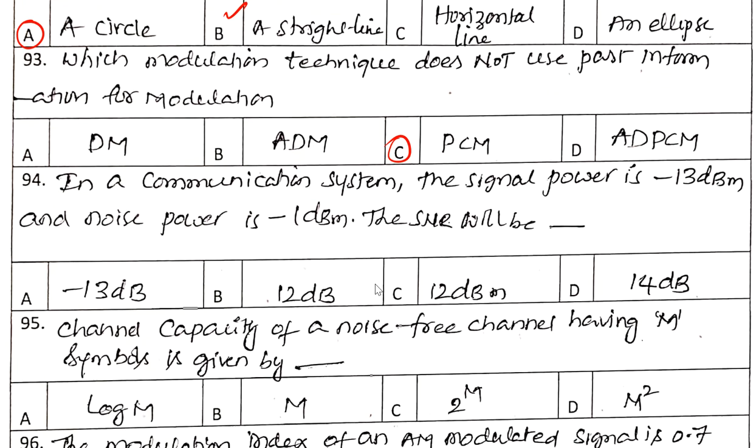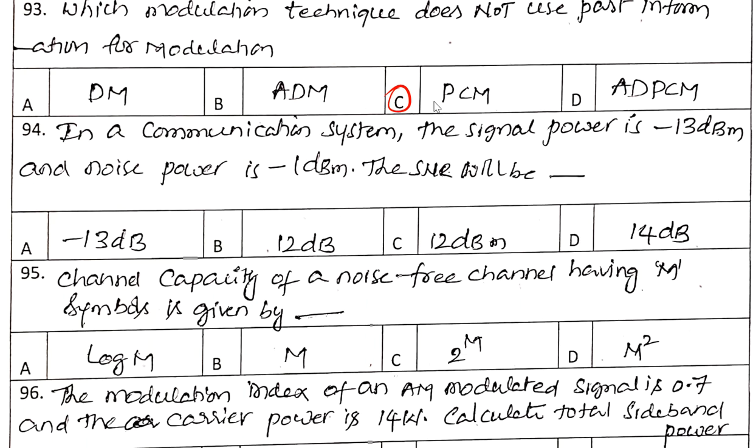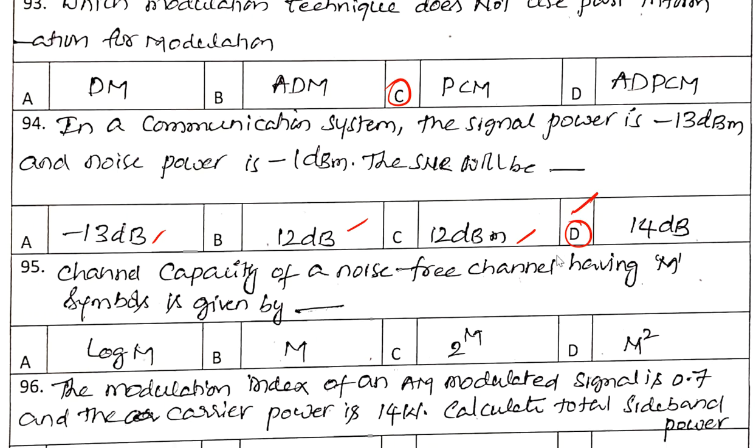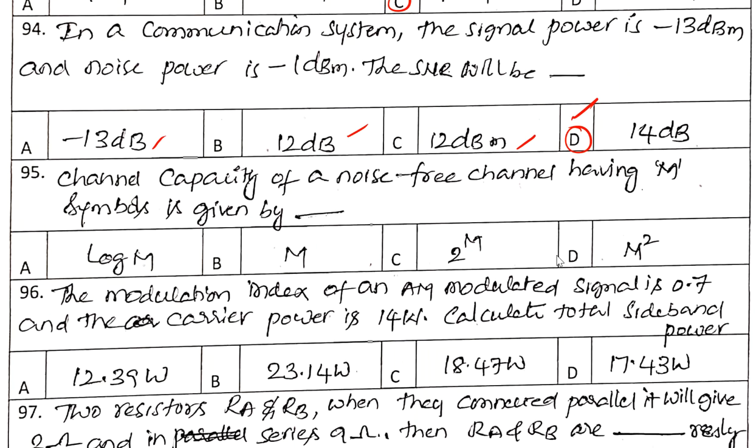In a communication system, the signal power is minus 13 dBm and the noise power is minus 1 dBm. The SNR will be? The options are minus 13 dB, 12 dB, 12 dBm, and the correct answer is 14 dB.